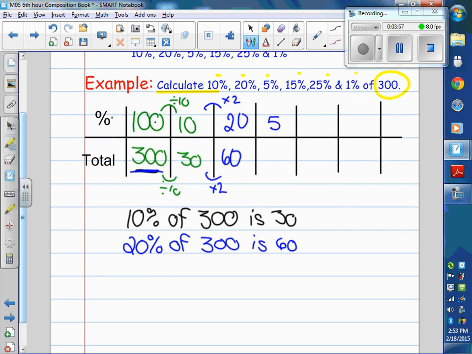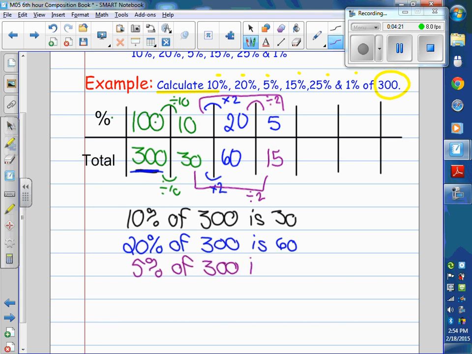What if I wanted 5%? You could divide by 4, or even easier, divide the 10% by 2. It works both ways. I prefer this, but you're correct. 30 divided by 2 is 15. So I know 5% of 300 is 15. You spend $300 at a restaurant, you get a $15 tip, and it was 5%. So that wouldn't be a good tip.